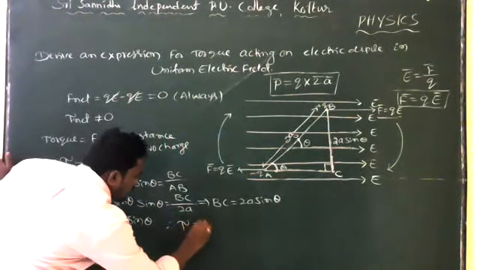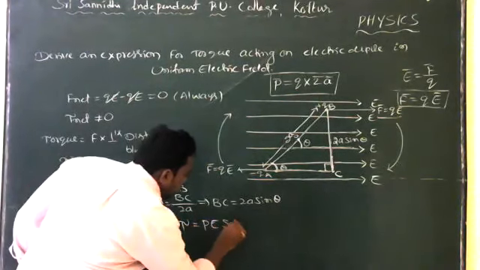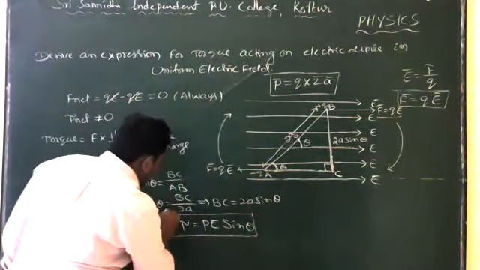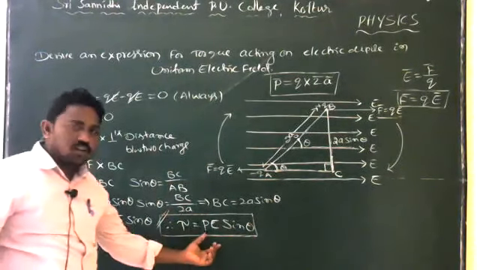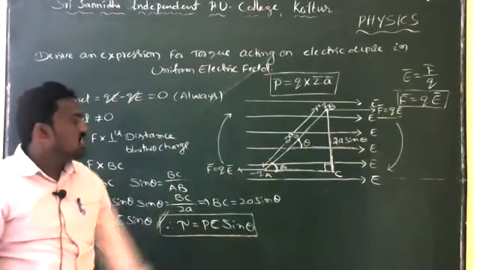Therefore, torque tau is equal to PE sine theta. This is the formula for torque, the expression for torque acting on an electric dipole placed in a uniform electric field. So what is the final expression for torque? Torque tau is equal to PE sine theta.